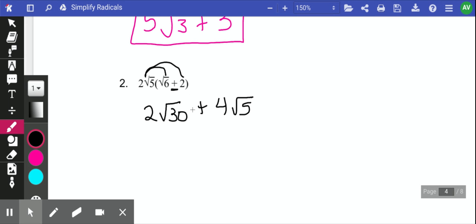So it'll be 2 root 30 plus 4 root 5. And we do not combine these any further. They are not like terms because this is radical 30 and this is radical 5. So we cannot combine these. They stay just like this.